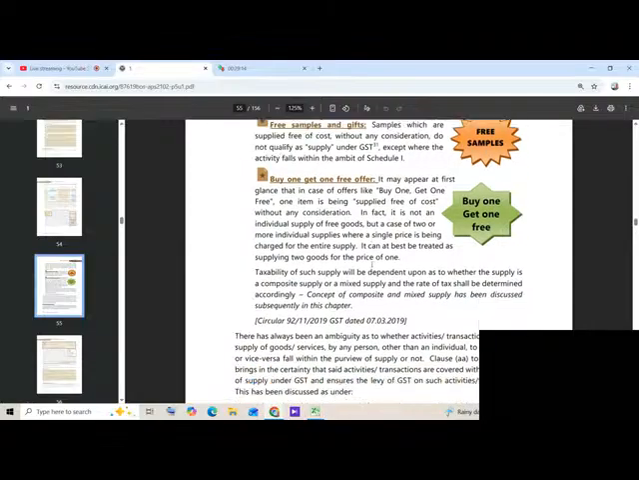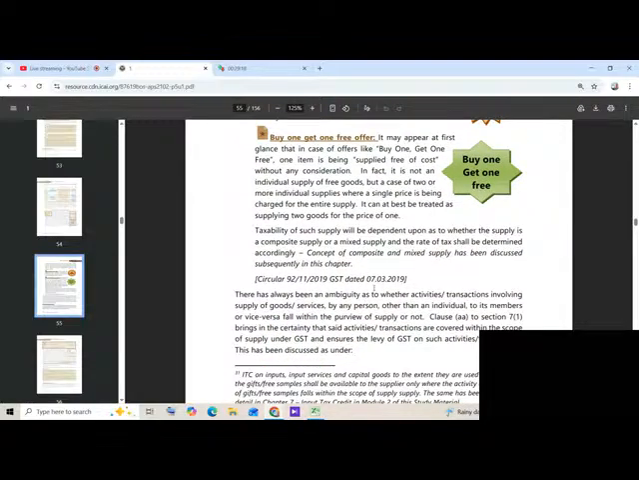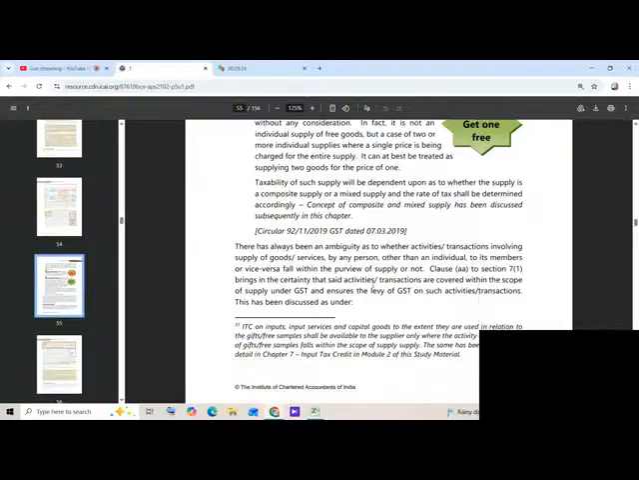Buy one get one free offer. It may appear at first glance that in case of offers like buy one get one free, one item is being supplied free of cost without any consideration. In fact, it is not an individual supply of free goods, but a case of two or more individual supplies where a single price is being charged for the entire supply. Taxability of such supply will be dependent upon whether the supply is composite or mixed, and the rate of tax shall be determined accordingly.